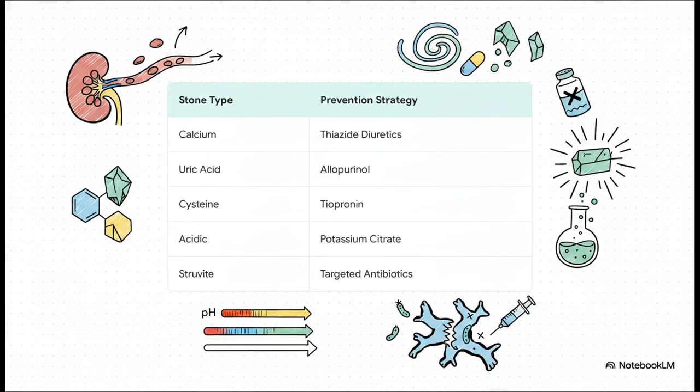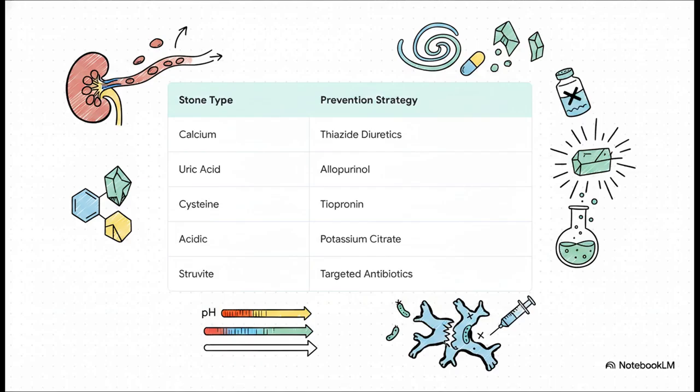So once the immediate crisis is solved, how do we stop the next stone from forming? Well, this slide brilliantly illustrates how identifying the stone type directly dictates our pharmacological prevention strategy. If a patient keeps forming calcium stones, we put them on thiazide diuretics, which uniquely pull calcium out of the urine and back into the blood, alongside a lower sodium diet. If they're churning out uric acid stones, we prescribe allopurinol to block the body's uric acid production entirely. For those rare cystine stones, tiopronin actually breaks the chemical disulfide bonds to dissolve them.